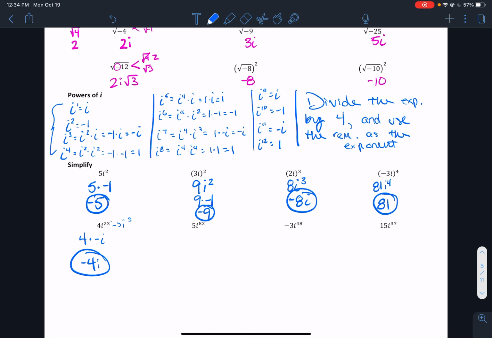5i to the 82nd. 82 over 4 has a remainder of 2, so that's 5i squared, so it's -5, because i squared is -1. -3 times i to the 48th, because 4 goes into 48 evenly, so it's on the 4th step. And i to the 4 is 1, so this is just -3. 15 times i to the 37, 4 goes in there 9 times with a remainder of 1, so it's just 15i. All right, that's the basics.